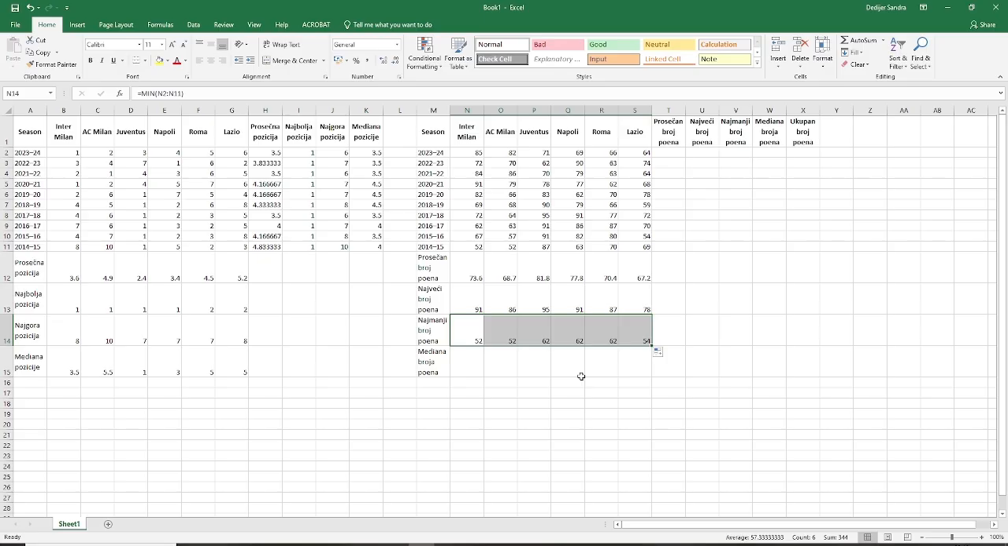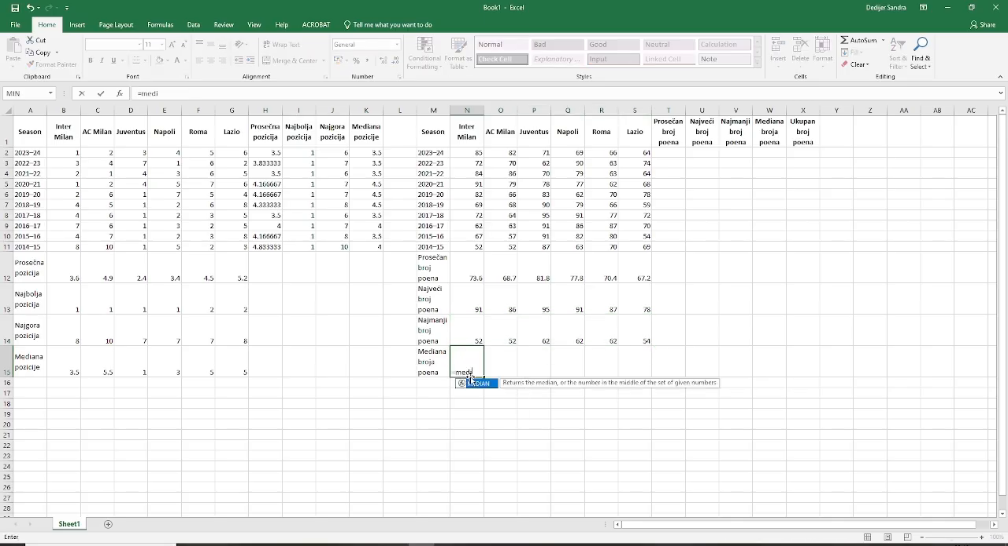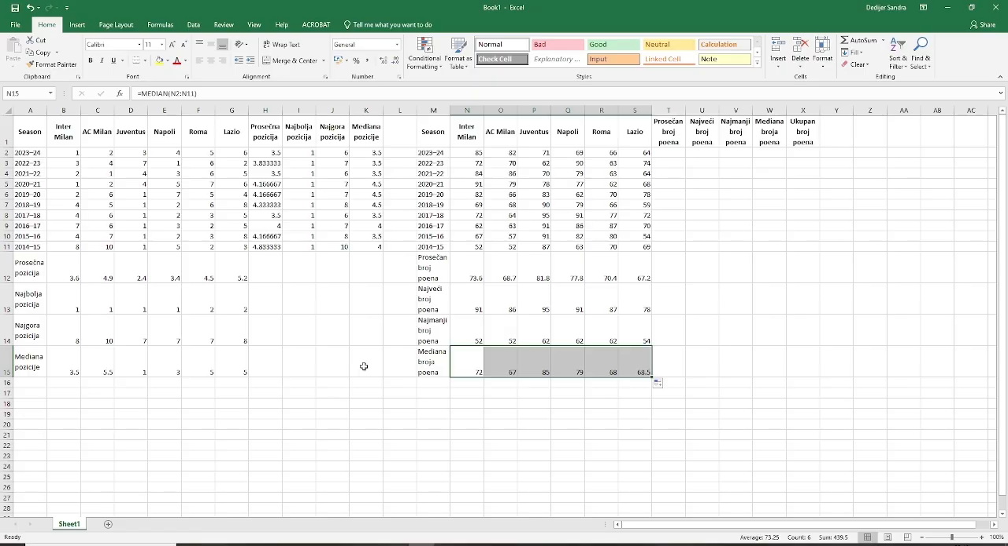Since a bad season can be an outlier, we'll calculate the median number of points using the formula median from N2 to N11. We drag it across the other clubs. This value shows that the club had more points than the median in half of the seasons and fewer in the other half.